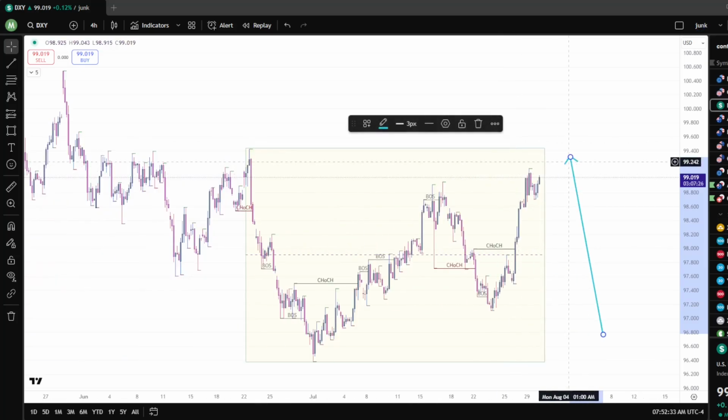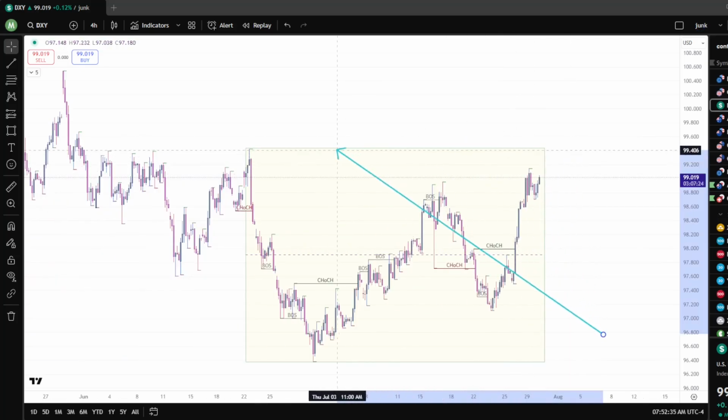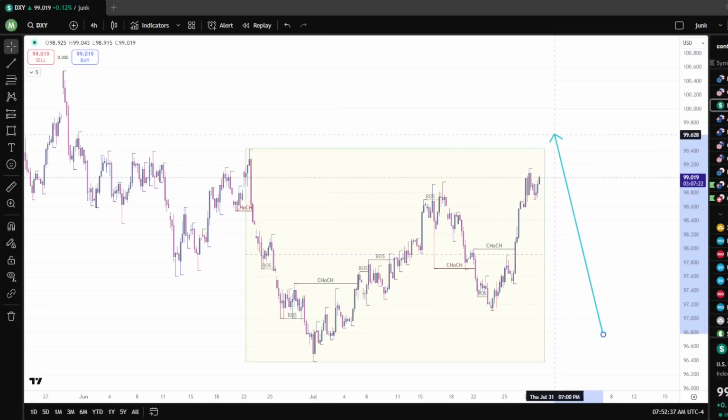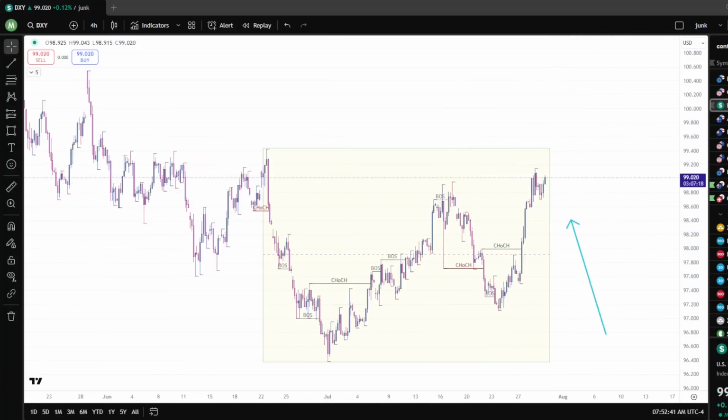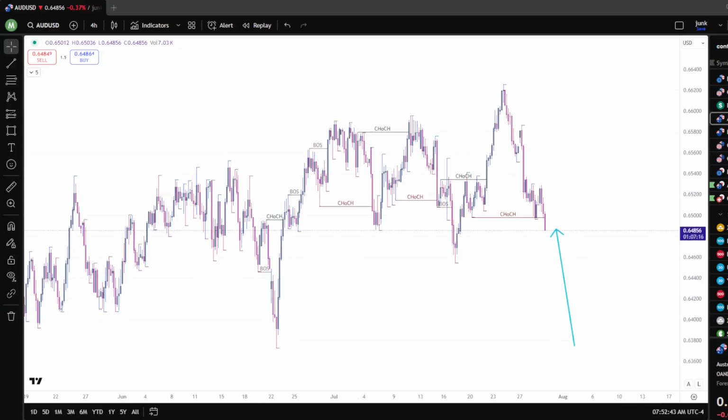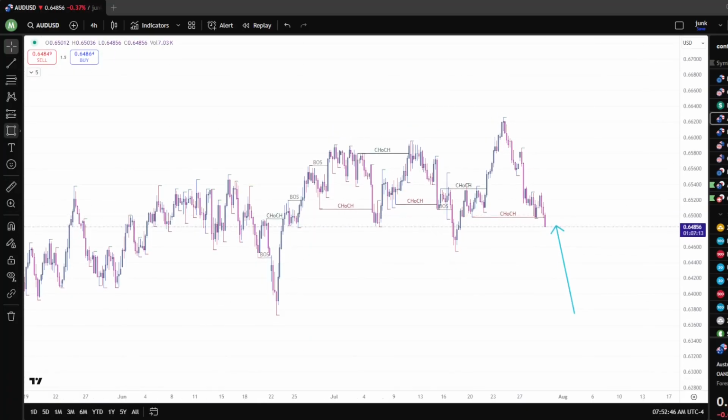If it does at least break out of this bearish structure, swing structure range, then yeah, we're looking at a bullish dollar for now, which causes the other pairs to continue bearish. AUD USD, let's go map out the current range.